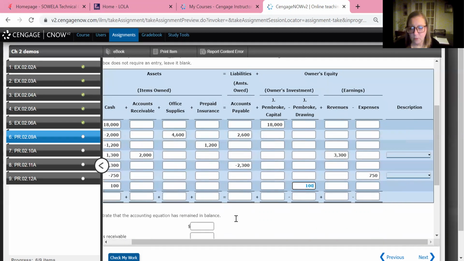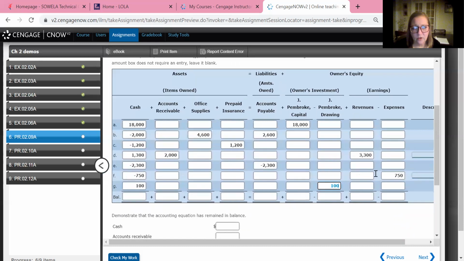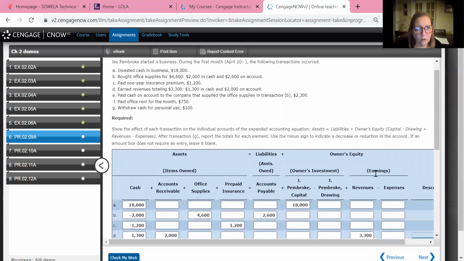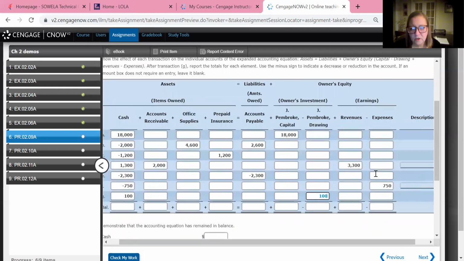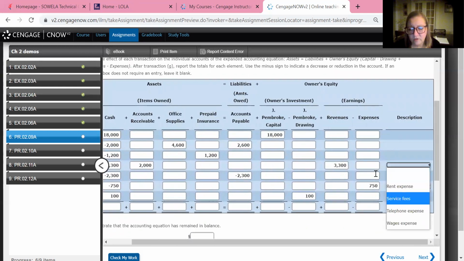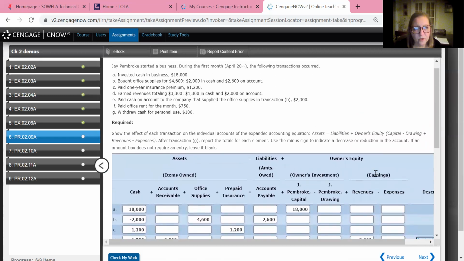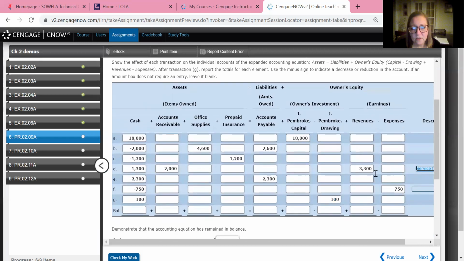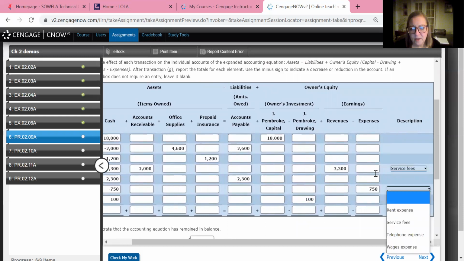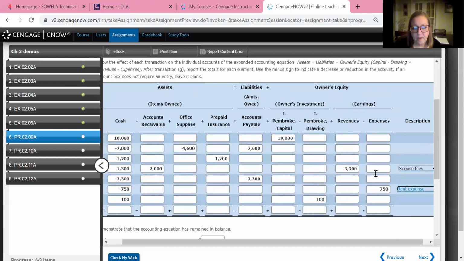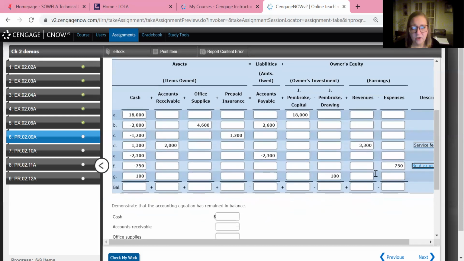And so let's see what they want for these descriptions. On transaction D, they wanted a description and we were earning revenue. So let's go ahead and tell them we're earning revenue, service fees. Then on transaction F, they want a description, paid office rent. So they want us to say rent expense of it. Yeah. Okay, so now the only thing we have to do here is total these. And so I go easy ones first. If there's only one entry, let me get that one first.